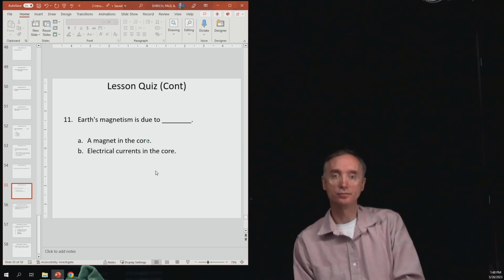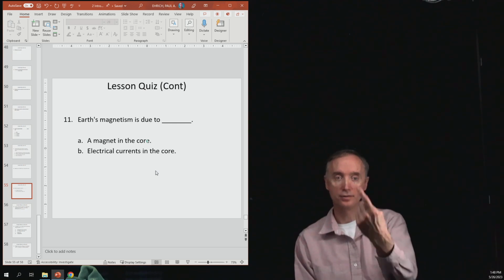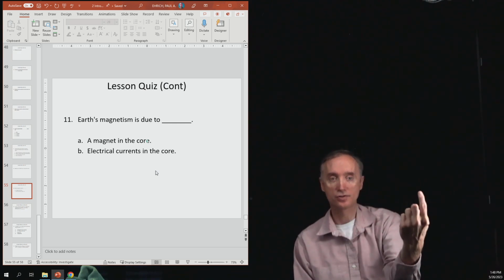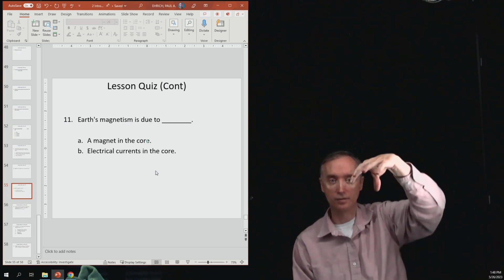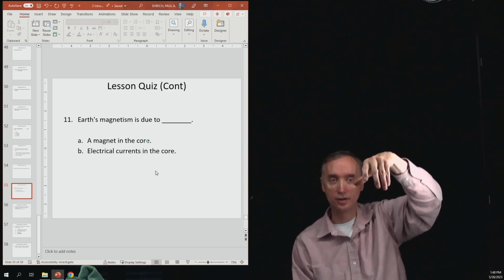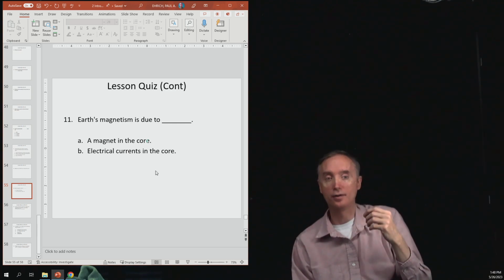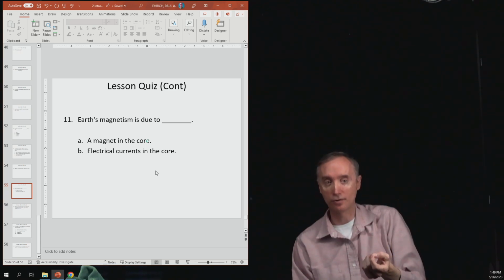Question number 11. Earth's magnetism is due to electrical currents in the core. So in the outer core, as iron and nickel are circulating, because of the spin of the Earth that causes electricity to be generated, which causes magnetism, and then the magnetism in turn causes the electricity to form.